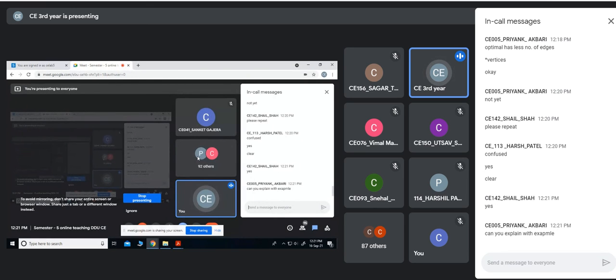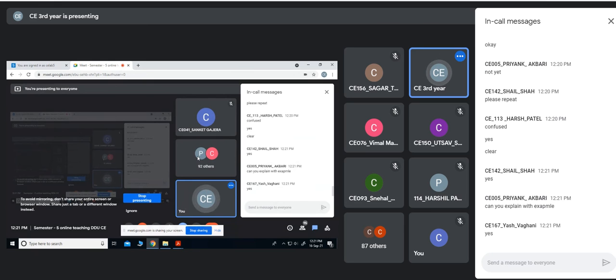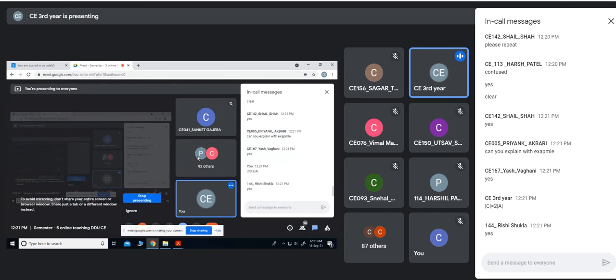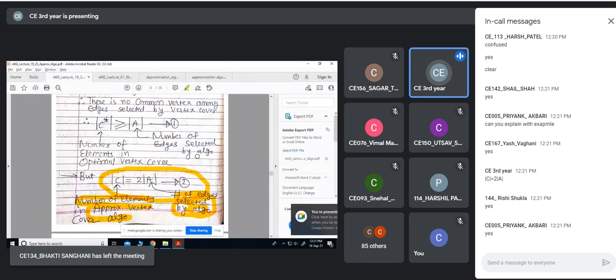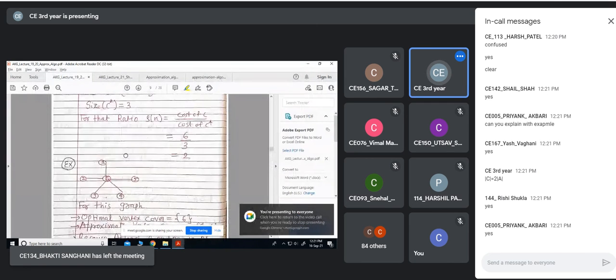I'll explain that later on, but even without an example, is this clear that the number of elements in C is 2 times the number of edges? Because A is a set of edges and each edge has 2 endpoints, and you include both in your answer. So if you have 3 edges selected, then 6 vertices would be there in C. That is very easy, right?